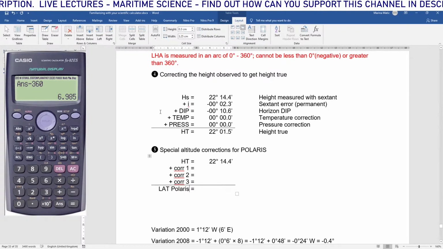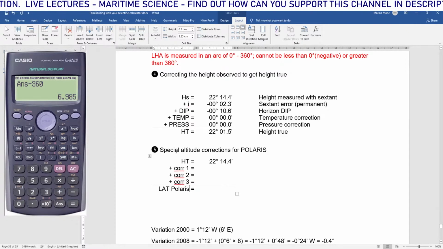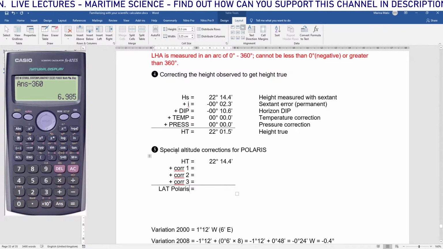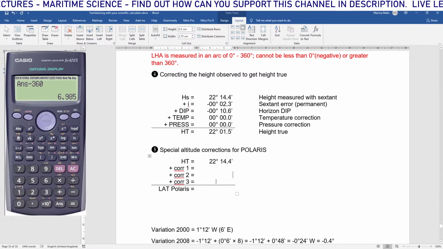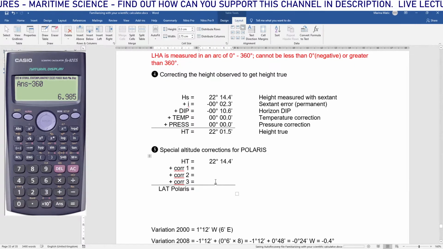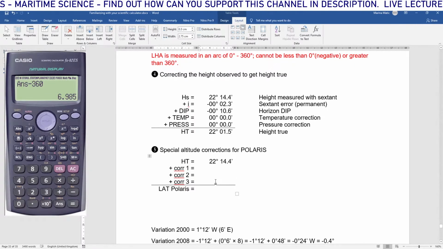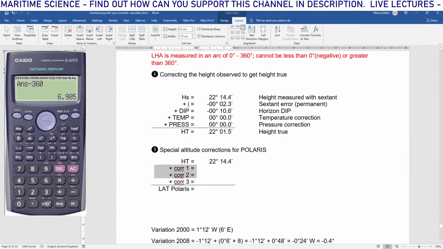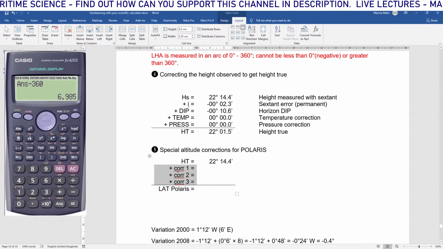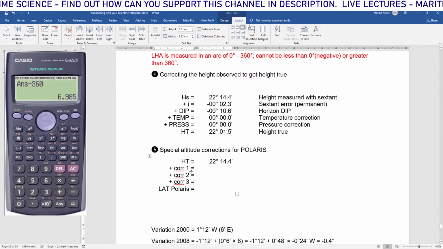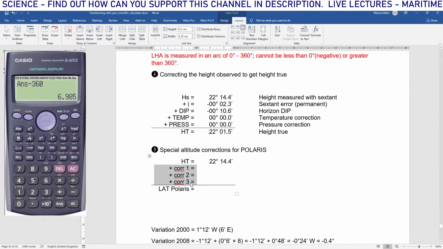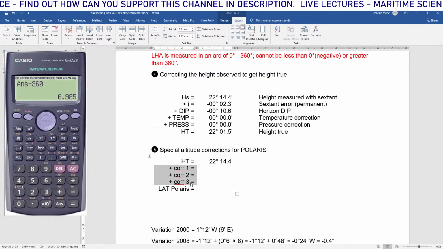So step 4 and 5 are usually done together, but just for the sake of this video and for the lecture, I'm going to split them. But basically, after you get height true, what you do is you add these unique specific corrections that are only valid for the Polaris star. And basically what these 3 corrections are is, when you sum this correction, this correction, this correction, these 3 corrections together are actually the distance of Polaris from the North Pole. That is what these 3 corrections represent.